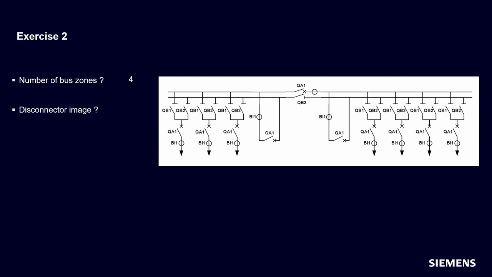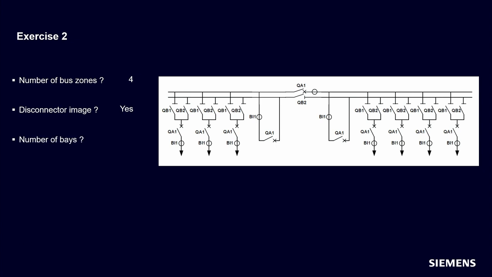Do we need a disconnector image? Once again, we have busbar disconnectors, so the feeder currents could be assigned to different bus zones. It could be assigned to the upper busbar or to the lower busbar. So it's quite clear, we need here a disconnector image.